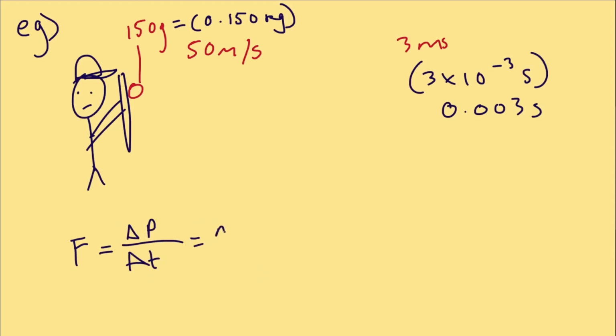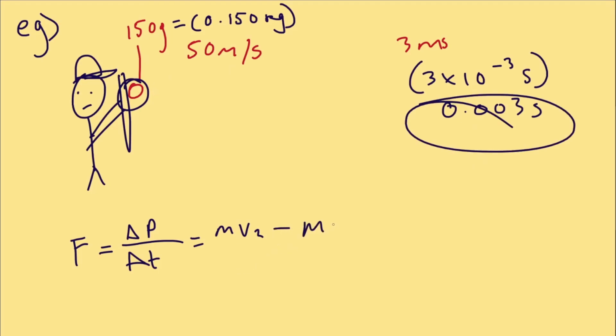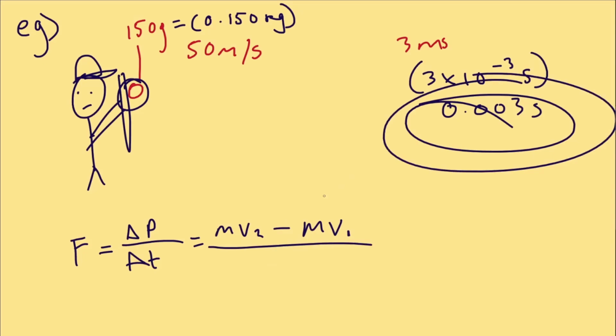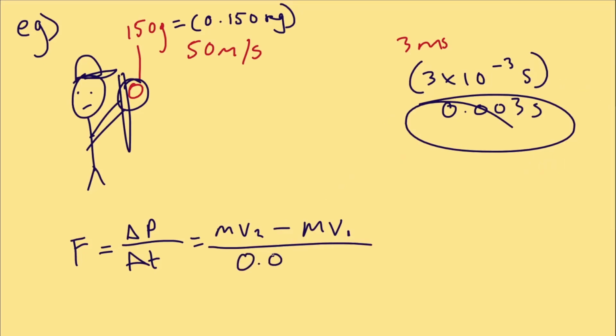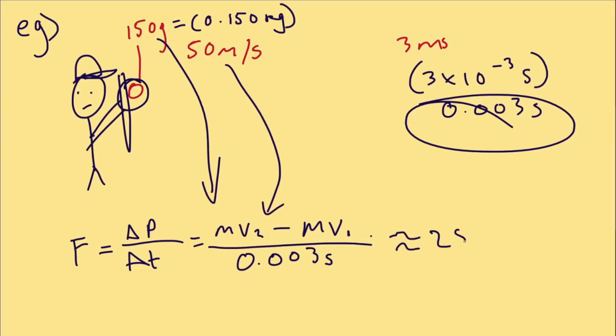Change in momentum would be the final momentum, so the momentum just after the ball leaves contact with the bat, minus the momentum of the ball at the start, which is when it gets hit. Divided by the change in time, which is this many seconds. That's how long it's in contact with the bat. If you go and plug in your values, then you get roughly 2,500 newtons of force.